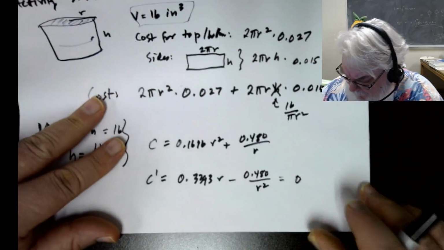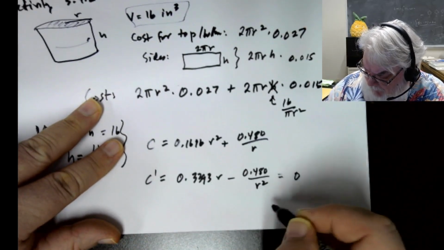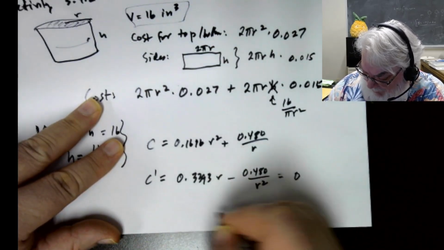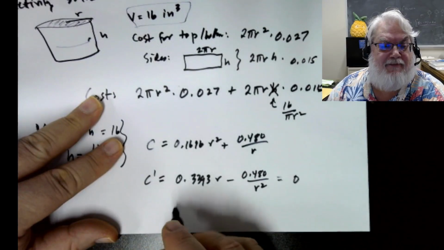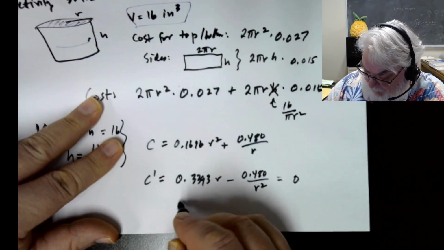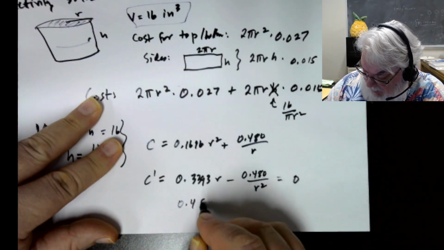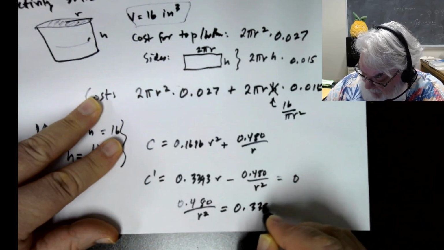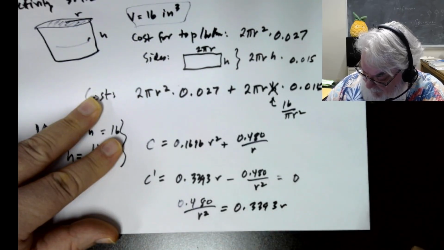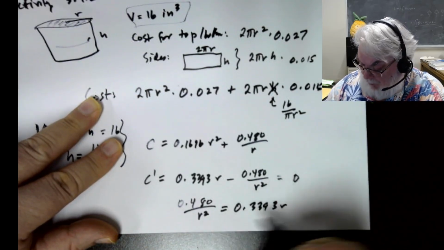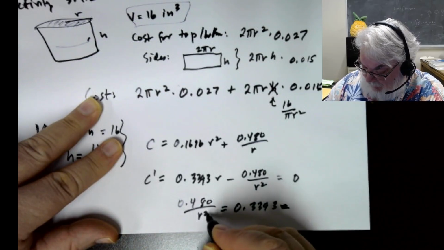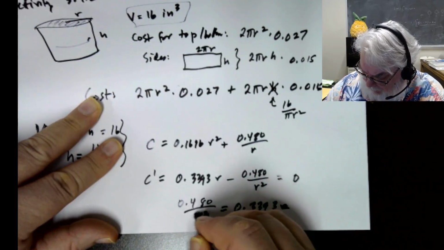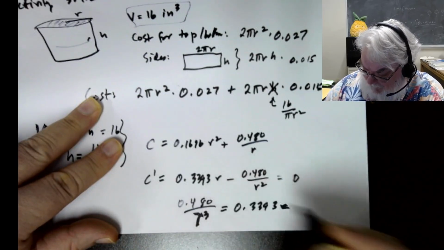I'm just thinking about the best way to show that. How about if we put 0.480 divided by r squared is equal to 0.3393 r. Then I could divide both sides by r, and so that would be r cubed. Let me be clear, that's an r cubed, not an r times 3.